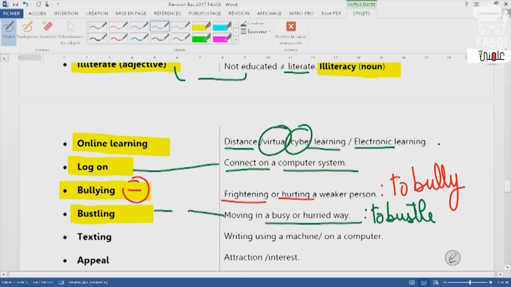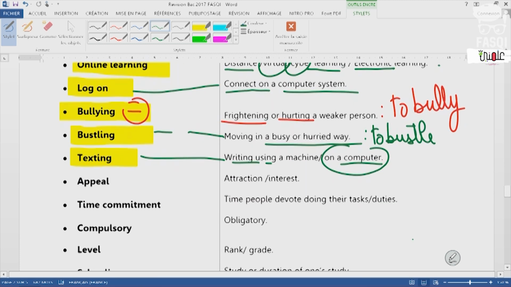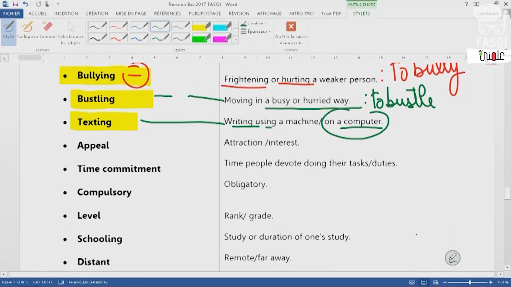All right, good. I mean to text. It's not to read the text, no, but it's to use a machine, mainly your computer, and to write, especially on your computer. That's called texting. To text or to write on a machine. Okay, appeal. What's an appeal? That's an attraction. Here it's a noun form. Something which is interesting.